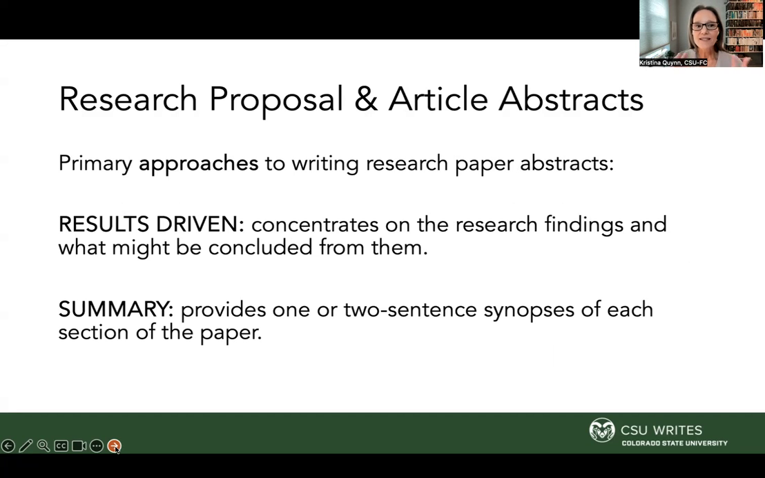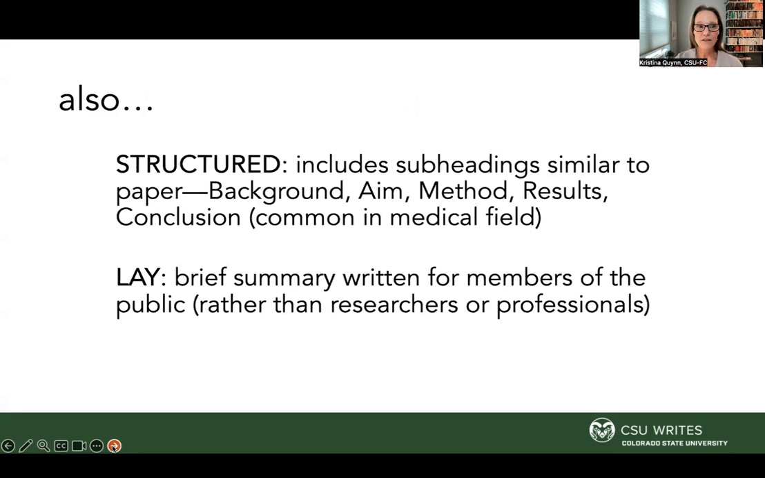There are slightly different kinds, and I mentioned this already, but there are primary approaches that you could take to writing those abstracts. Results driven, right? Concentrating on your findings. Summary driven, a 1 or 2 sentence synopsis of each section. They could be structured in that way also, with subheadings similar to a paper. And the lay one, a brief summary written for members of the public rather than just researchers, right, or experts, right?